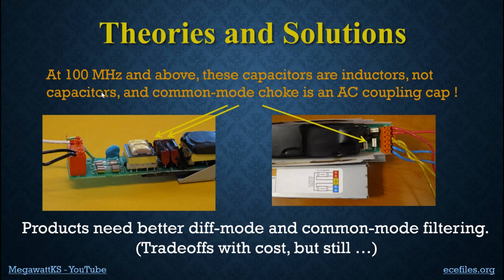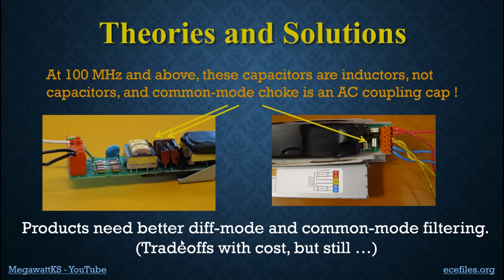But at 100 megahertz, these capacitors turn into inductors, so they don't short out high frequencies like capacitors are supposed to do. And this really big common mode choke, yeah, it chokes off the low frequencies, but at high frequencies, the windings have interwinding capacitance, and so the signals just go right through. That capacitance becomes AC coupling capacitance.